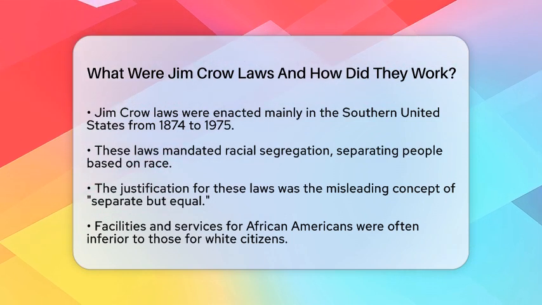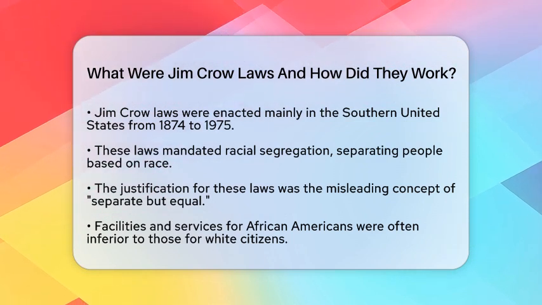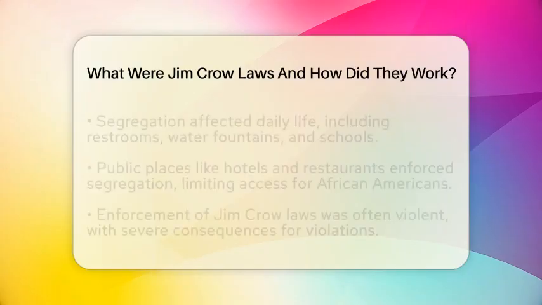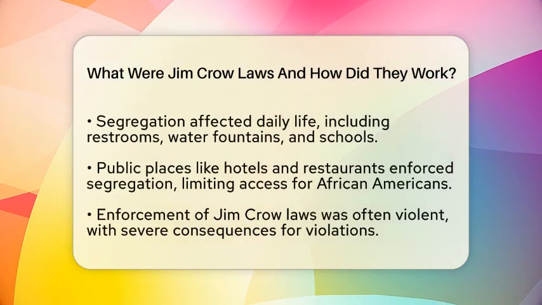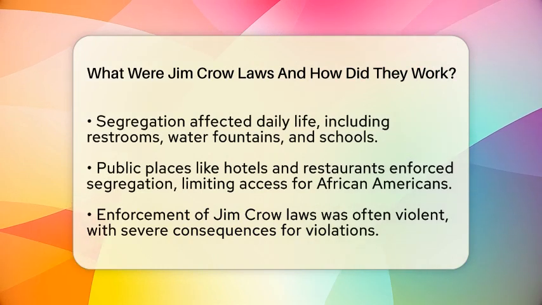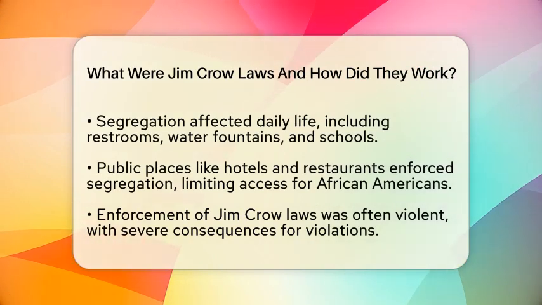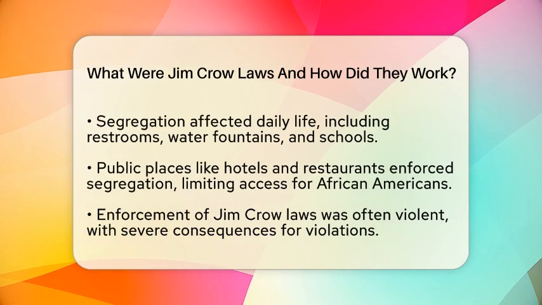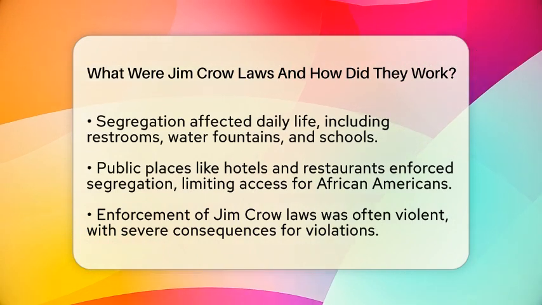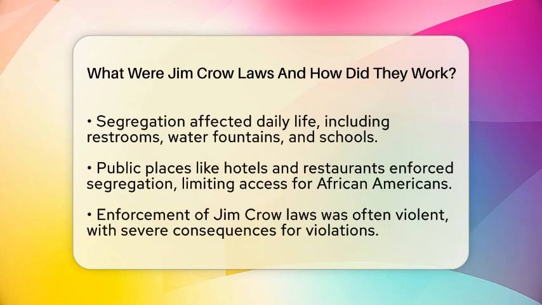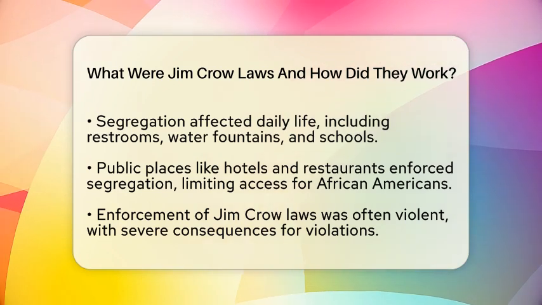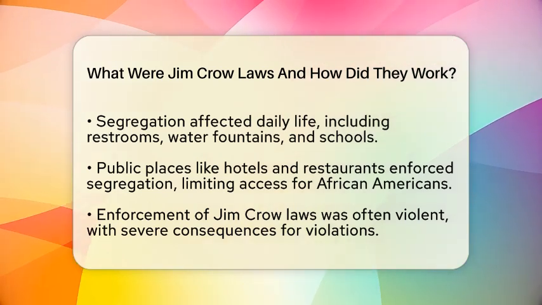For example, African Americans had to use separate restrooms, water fountains, and even schools. The conditions of these facilities were usually much worse than those available to white people. This segregation extended to public places like hotels and restaurants, where African Americans were not allowed to enter or had to use separate areas. The enforcement of Jim Crow laws was often brutal.